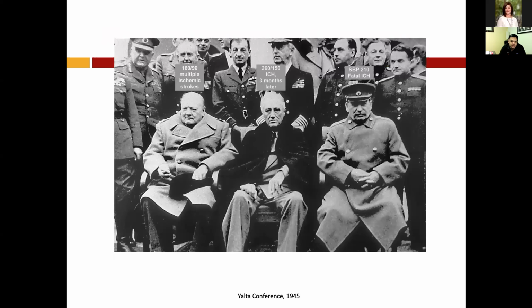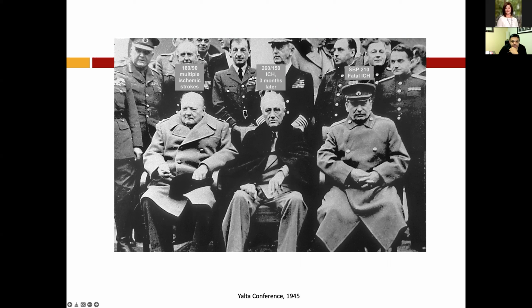So the 3 men in this picture, I don't think need any introduction. This is from the Yalta conference in 1945 after World War II was over. Some of you may want to replace these with some current politicians, but I'll leave it up to you. But to give you a sense, hypertension spares nobody.